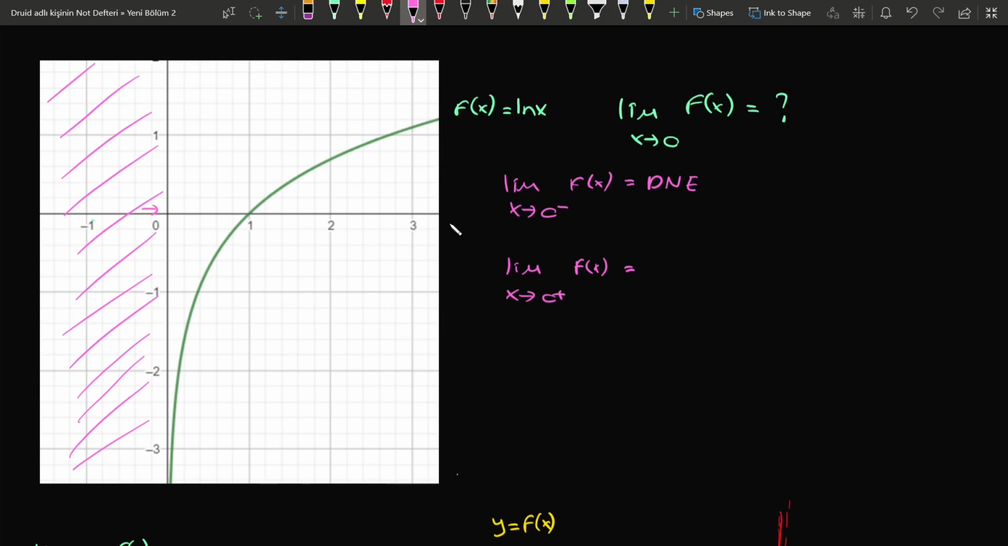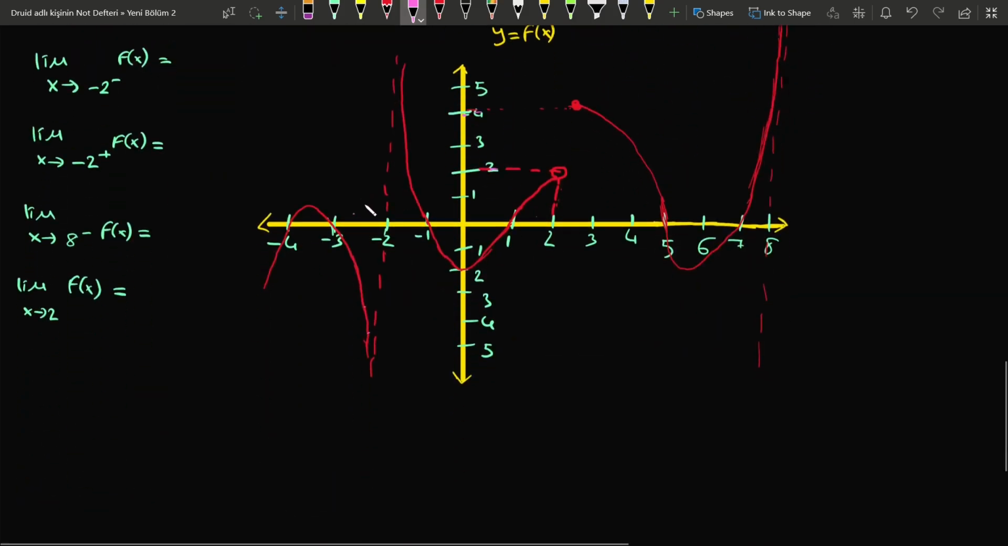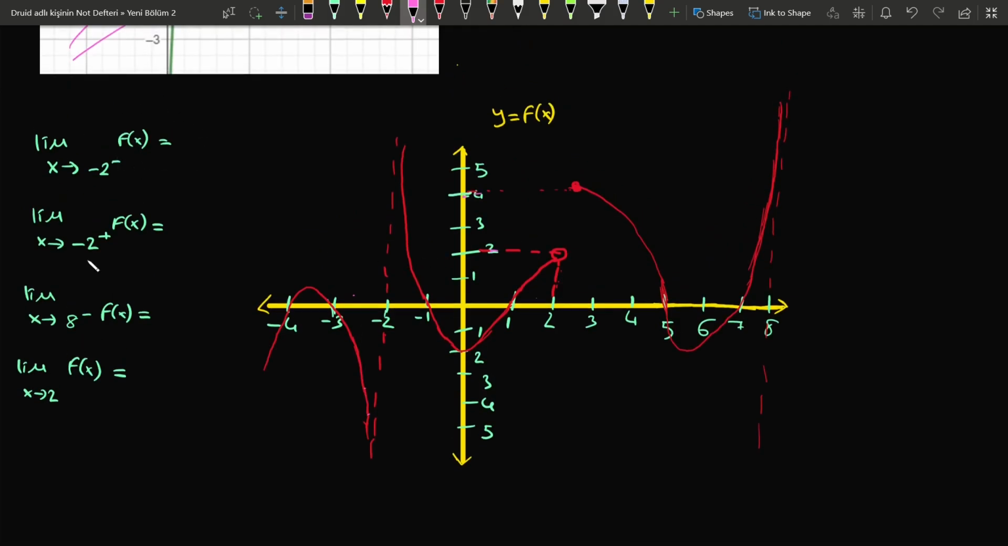The limit of f(x) as x approaches 0 from the left is not in our domain, so I'm going to say this limit does not exist. And for the limit of f(x) as x approaches 0 from the right side, I'm going to see that it's going to negative infinity. Therefore, I'm going to say this limit does not exist, because when I approach 0 from left and right, I don't get the same values.